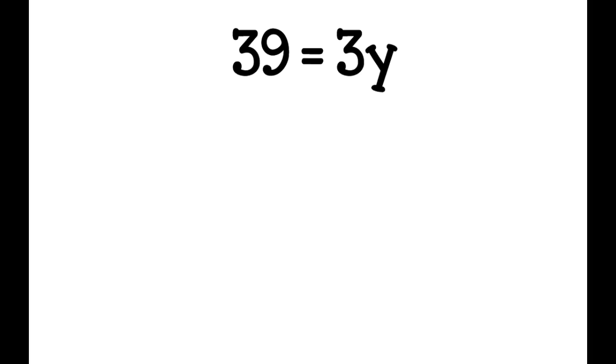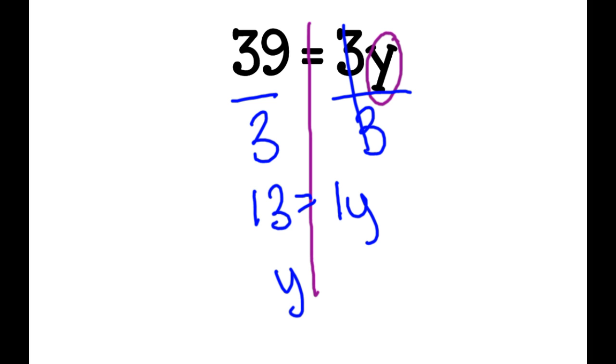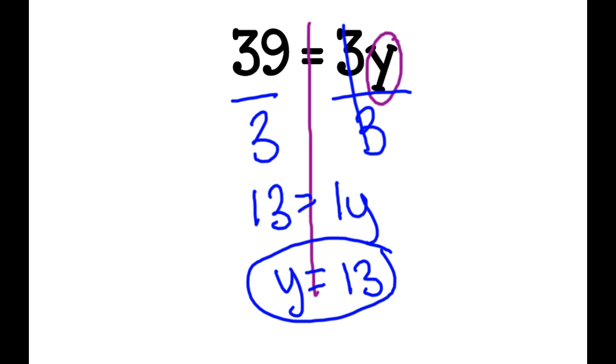Here I have 39 equals 3y. So I'm going to draw my line to show my different sides of my equation. I'm going to circle y because that's the variable I want by itself. And then I look and I have 3 times y. So to undo that multiplication, I'm going to use division, and I'm going to divide by 3. 39 divided by 3 is 13, and 3 divided by 3 becomes 1, so this is 1y, and again I can write that as just y equals 13. I circle it, and that's my answer.